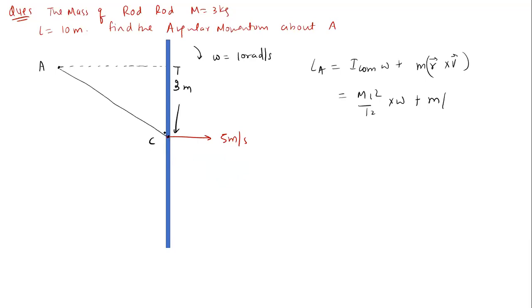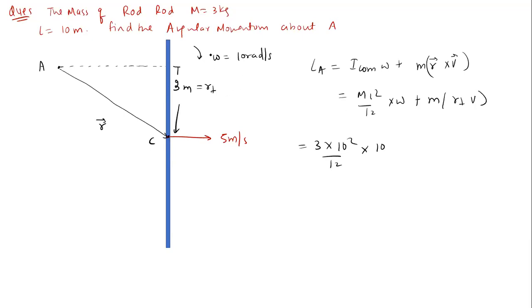This is the r vector. So which component is perpendicular? This 3 meter is perpendicular. Okay, simple, 3 meters perpendicular. So it should be how much? R perpendicular into velocity. Now m l square by 12: what is the value of mass? That is 3. Into length, how much? 10 square by 12 into omega is 10.